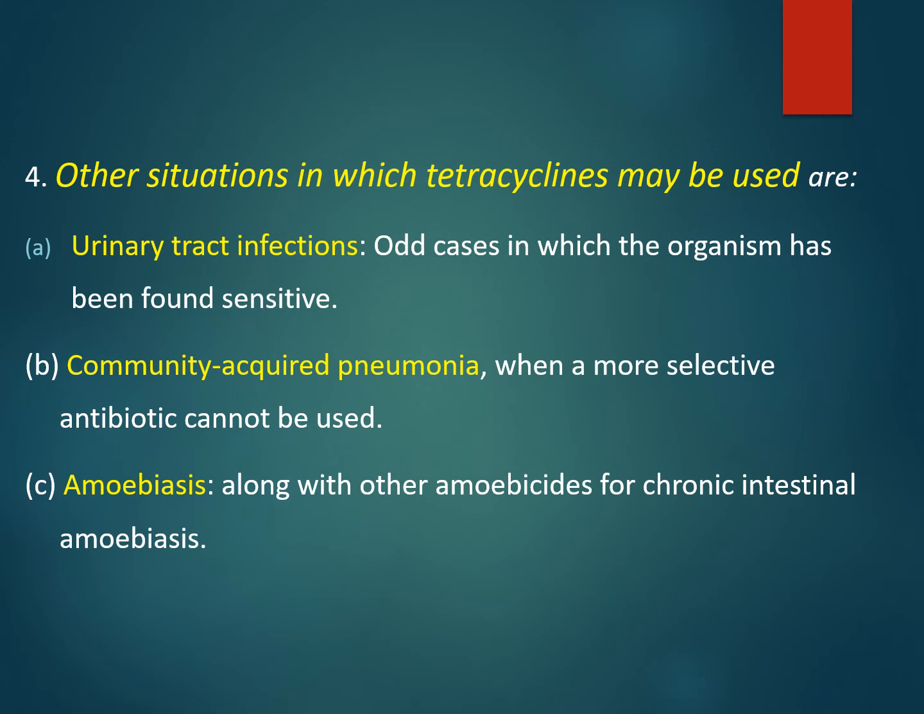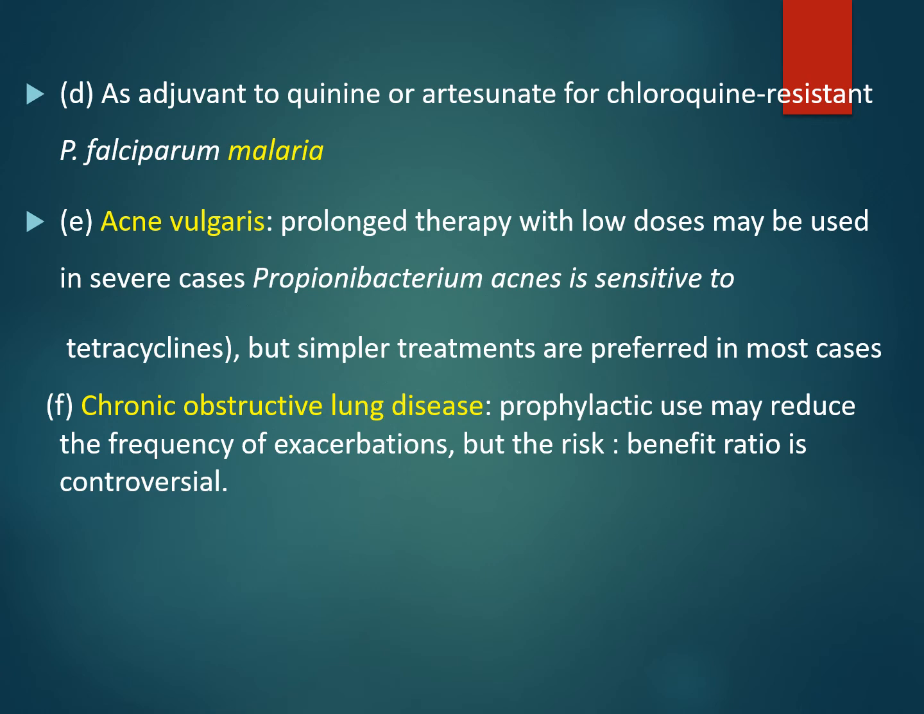Other situations where tetracycline may be used: urinary tract infection in odd cases in which organisms have been found sensitive, community acquired pneumonia, amoebiasis, especially for chronic intestinal amoebiasis, as adjuvant to quinine or artesunate in chloroquine resistant falciparum malaria, and acne vulgaris, where prolonged therapy with low doses may be useful. Chronic obstructive lung disease. Prophylactic use of tetracycline may reduce the frequent exacerbations.